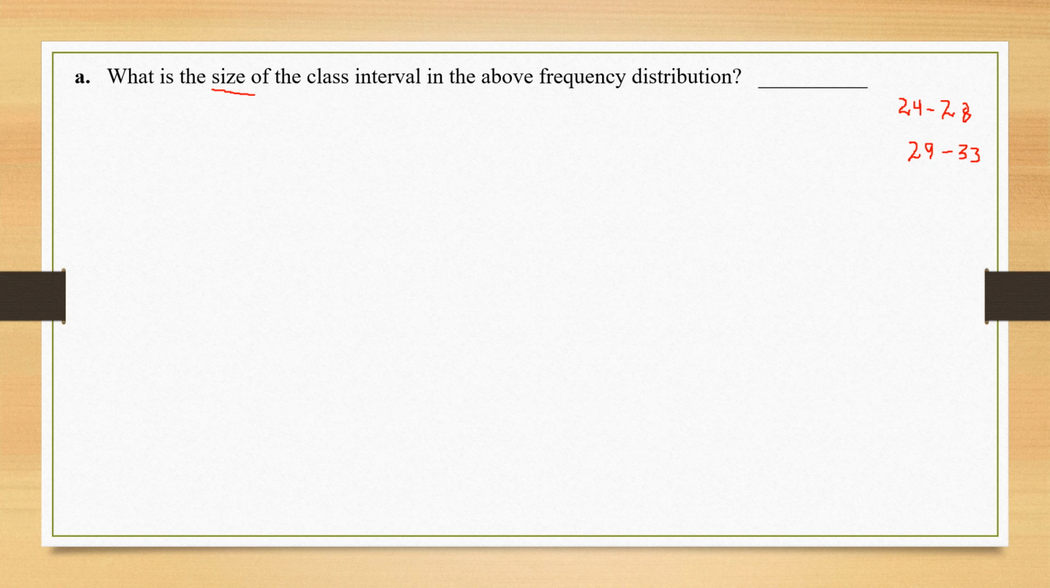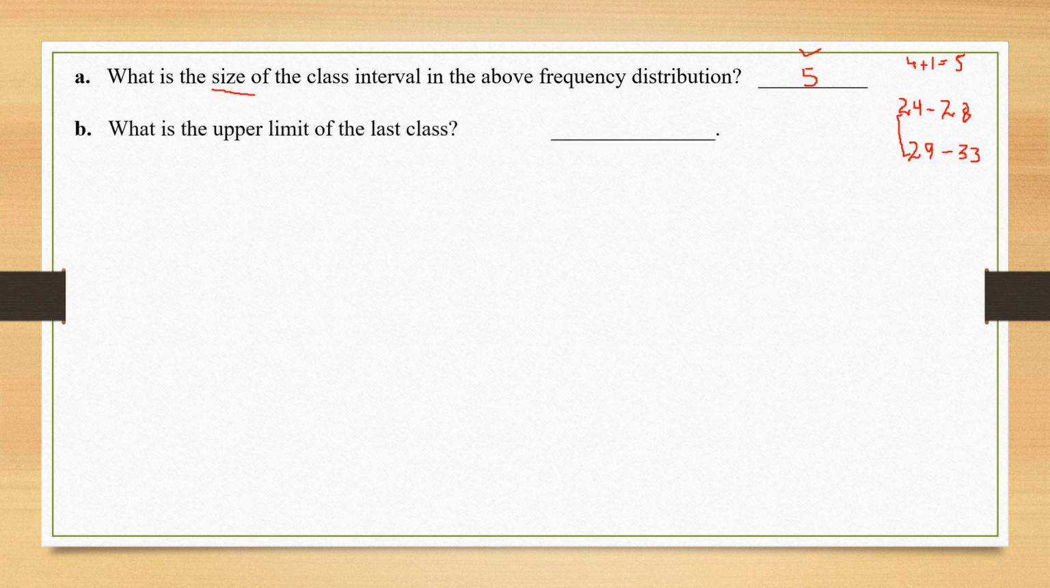The first method is 28 minus 24, and then plus 1. If we subtract 28 minus 24, the answer will become 4, and then we have to add 1, so the answer will become 5. This is one method. Or take any two consecutive classes, any two consecutive groups. Look at the lower limit. The lower limit is 29. So 29 minus 24, directly the answer will become 5. Otherwise you can count 24 to 28, so we have 5 numbers.